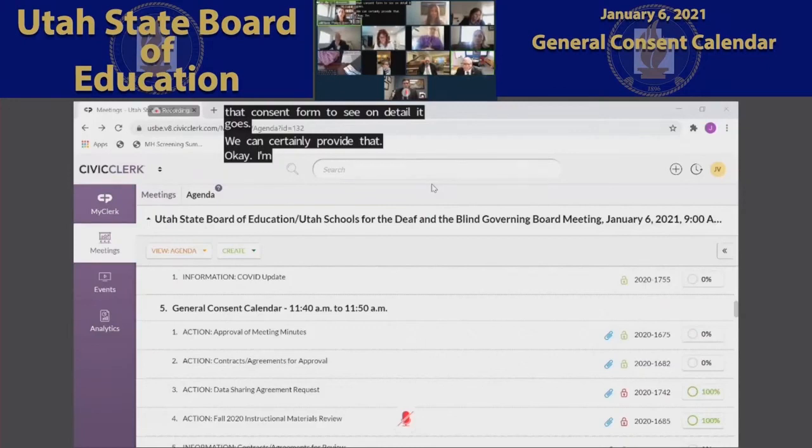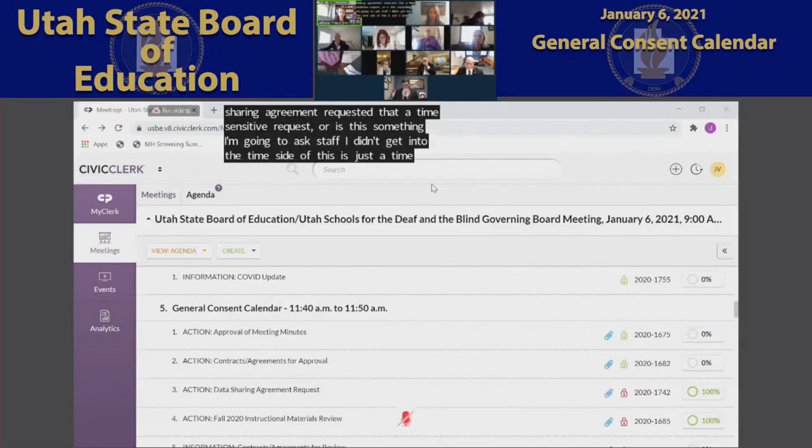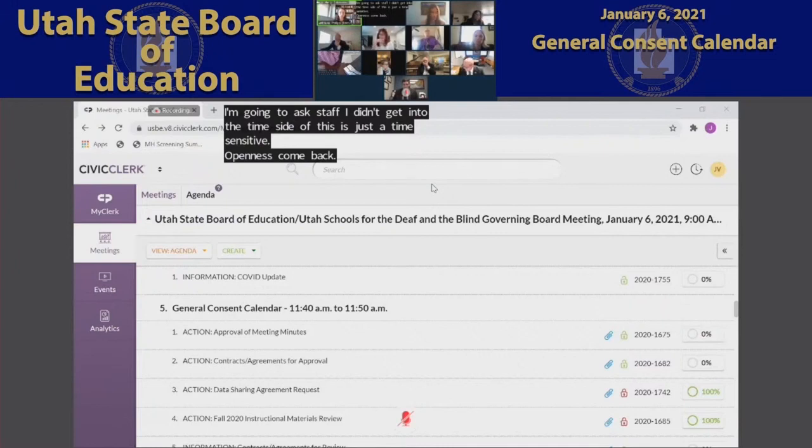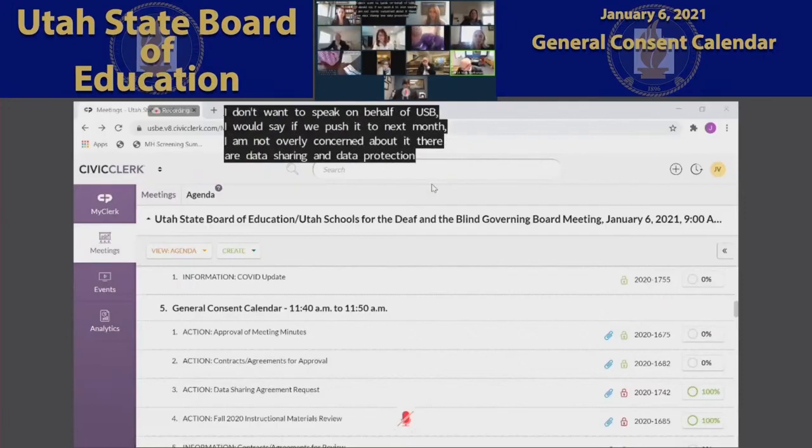I don't want to speak on behalf of USBE. I would say if we push it to next month, I'm not overly concerned about it. There is data sharing and data protection language in the MOU that we wanted to have in place sooner rather than later. So if this is something that we can address after a vote, we can certainly do that. But if the preference of the board members is to hold off until next month, I think we could do that as well. Well, we'll find out here in a minute, and if there's a board member that wants to move forward on the consent item number 3.